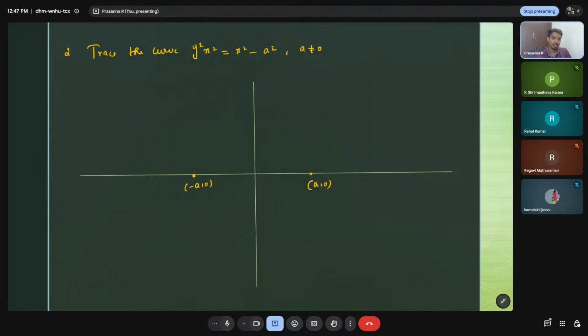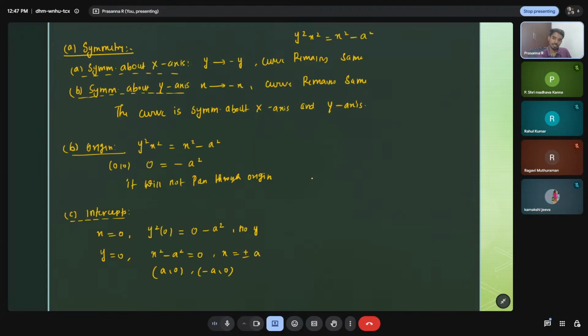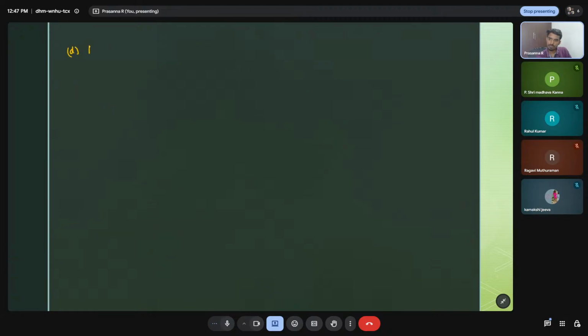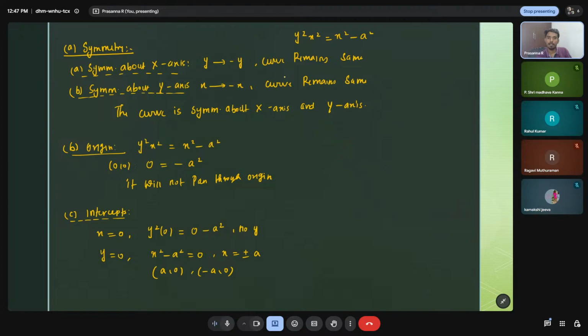We have x intercepts, right? A comma 0 and minus a comma 0. Now we will find all asymptotes. So for asymptotes parallel to x-axis, equate the coefficient of the highest power of x to be equal to 0.